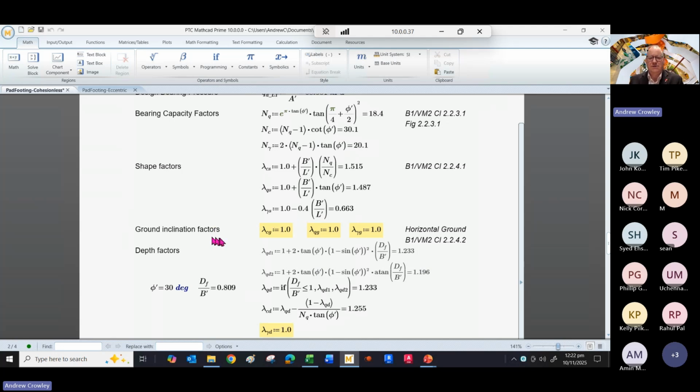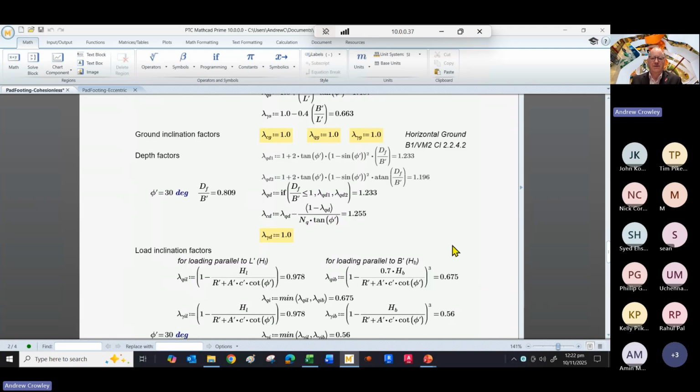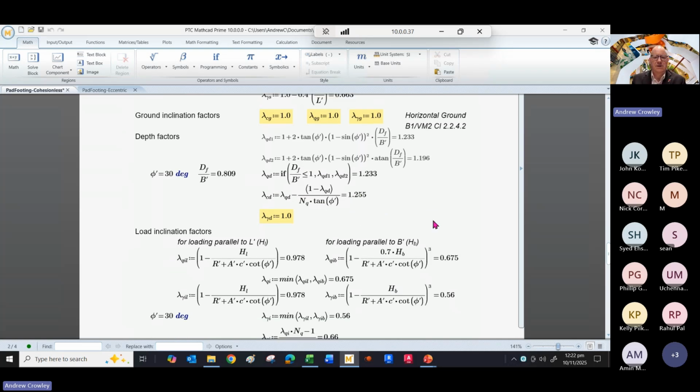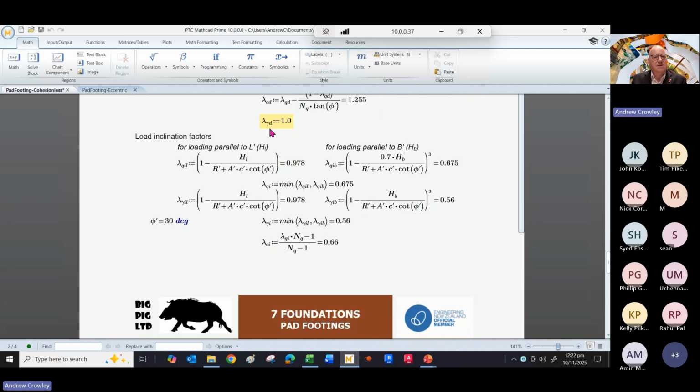Our ground is level, so therefore all the ground inclination factors are 1. We have our depth factors. Now we have a choice on our depth factors depending on the depth to width ratio. And because our depth to width ratio is less than 1, we take the first value, which gives a lambda QD of 1.23. And lambda CD is worked out based on the lambda QD as 1.25. And lambda gamma D is 1.